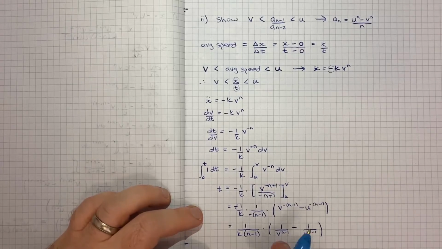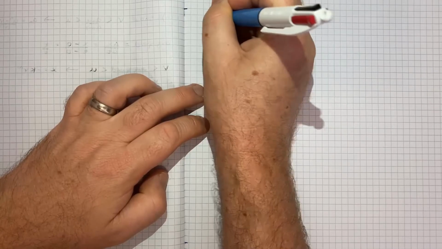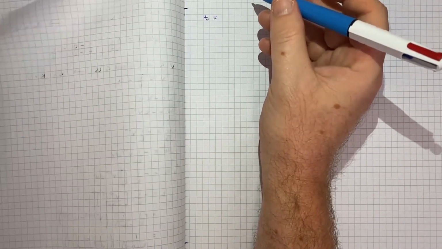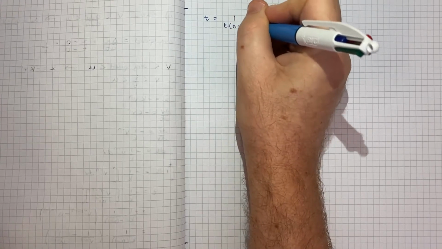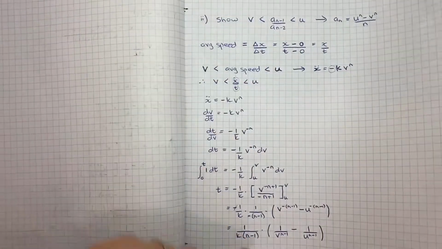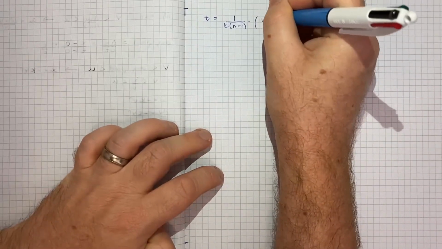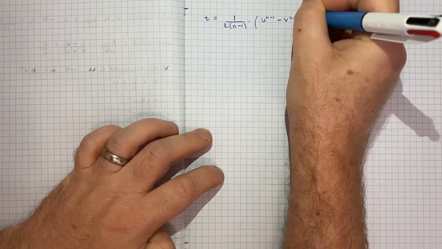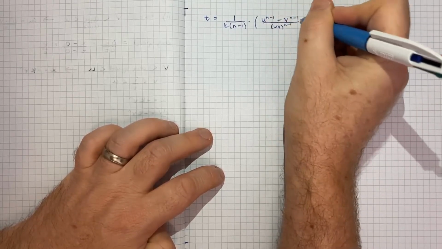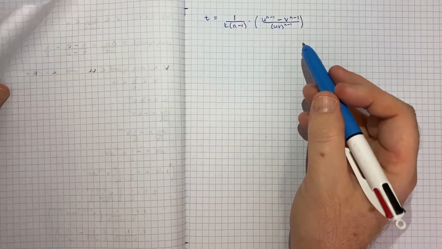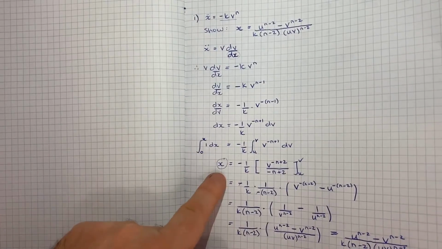I might turn over here. So we've got t is equal to 1 on k_{n-1} times, and here we'll cross multiply, so we'll get u^{n-1} minus v^{n-1} over uv to the n minus 1. Very similar to before, to what we did with x.